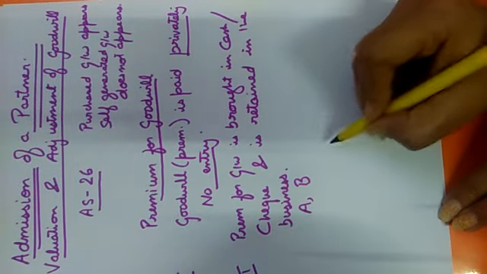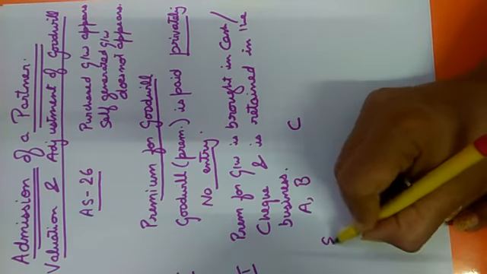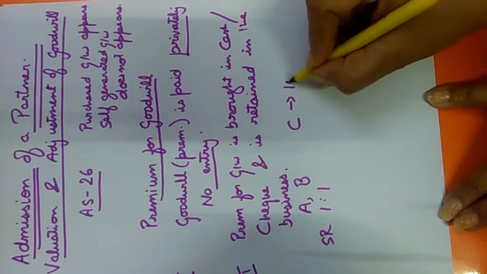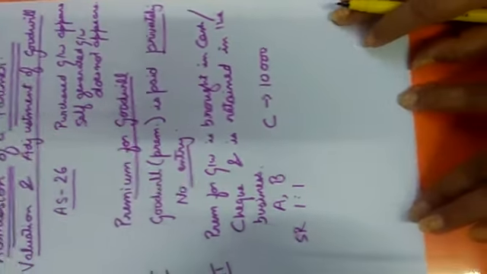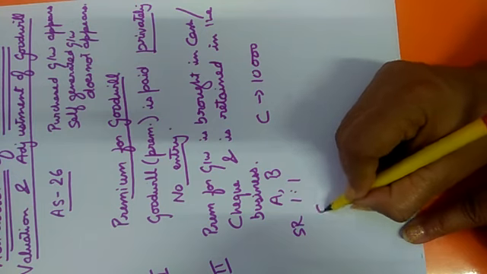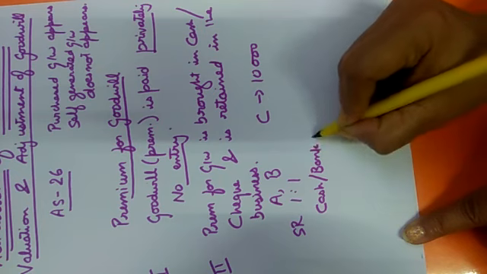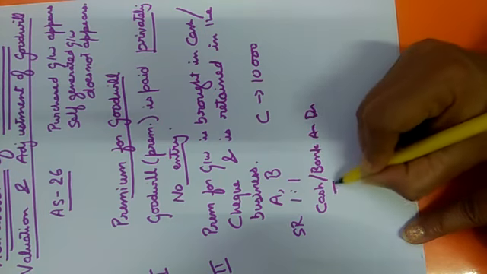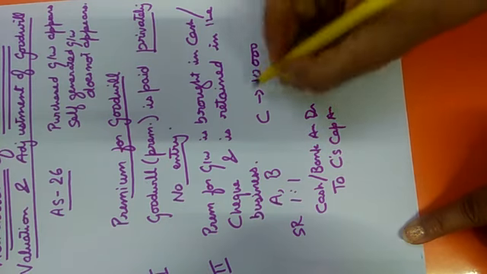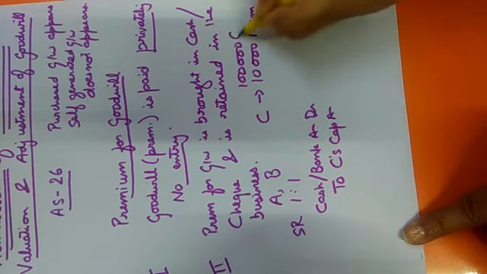Suppose there are two partners, A and B. C is a new partner who is admitted. Let us suppose their sacrificing ratio is 1:1 and the premium for goodwill which C is supposed to bring is 10,000. So the first journal entry will be for bringing in cash for premium. The journal entry will be cash or bank account debited to C's capital account. Let us suppose the premium he is bringing is 10,000 and the capital he is bringing is 1 lakh.